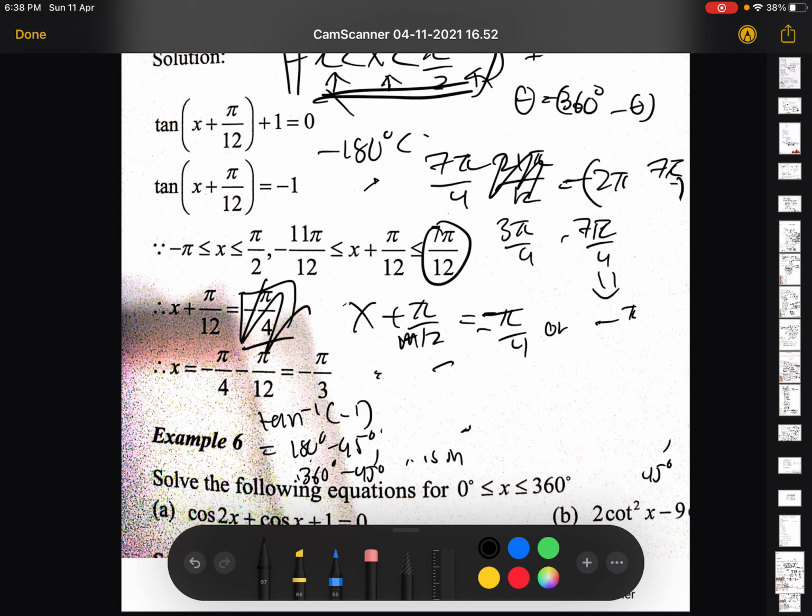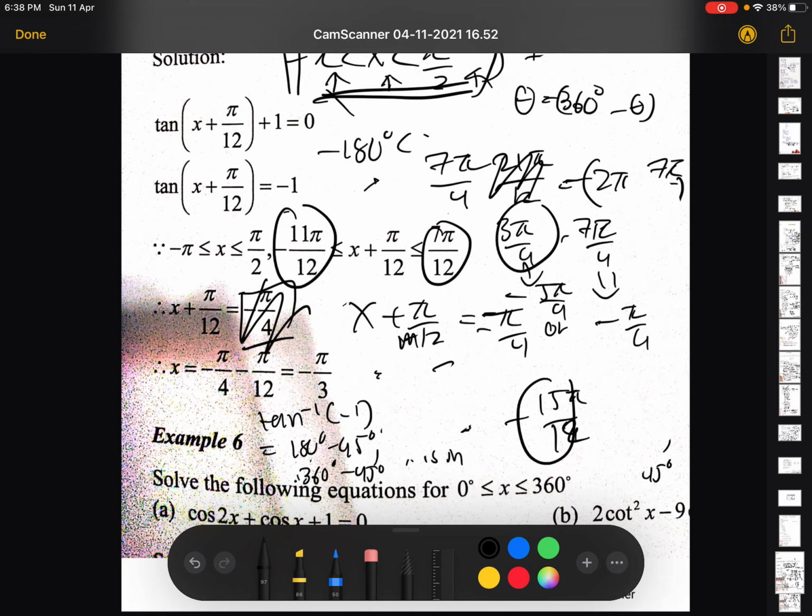This can be turned into minus pi over 4, but this can only be turned into minus 5 pi over 4. And if you multiply by 3, you will get minus 15 pi over 4. This thing is minus 11 pi over 12. No, minus 15 pi over 12. 15 is less than 11. Negative 15 is less than negative 11. So both this and this don't fit the criteria. So you only have one answer, which is x equals negative pi over 4.